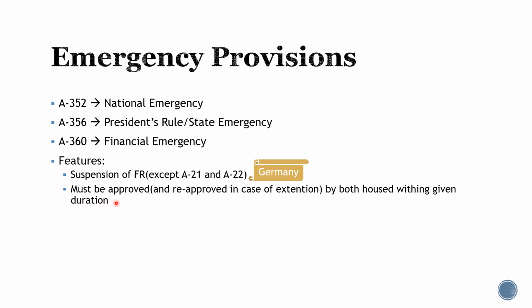Another thing is that whenever an emergency is declared, it must be approved by both houses of the parliament within a given duration. It's around 6 months. We'll talk more about it. And after every that amount of duration, we have to get a reapproval from both houses of the parliament. That is a catch in case of emergencies.